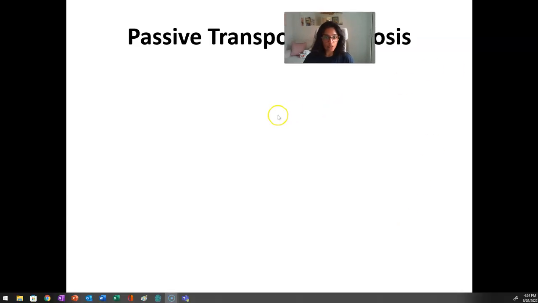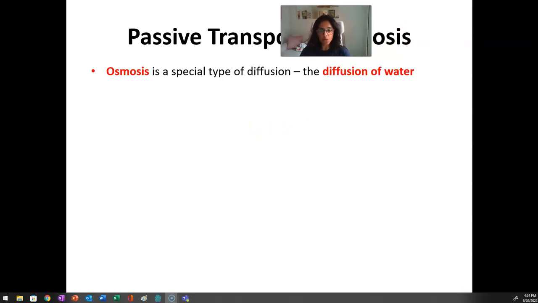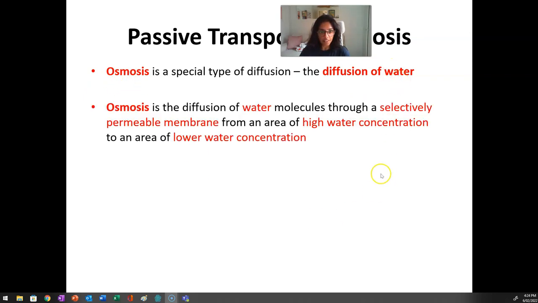Okay, so now that you've done those questions, we're going to be looking at another form of passive movement, passive transport, another type of diffusion, which is osmosis. Now, osmosis is the special diffusion of water, so you have to really get into your head here that osmosis is diffusion of water. The definition is that osmosis is the diffusion of water molecules through that selectively permeable membrane from an area of high water concentration to an area of lower water concentration.